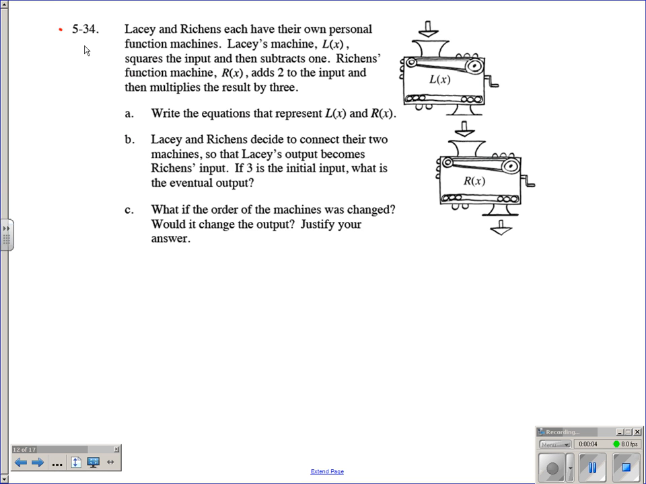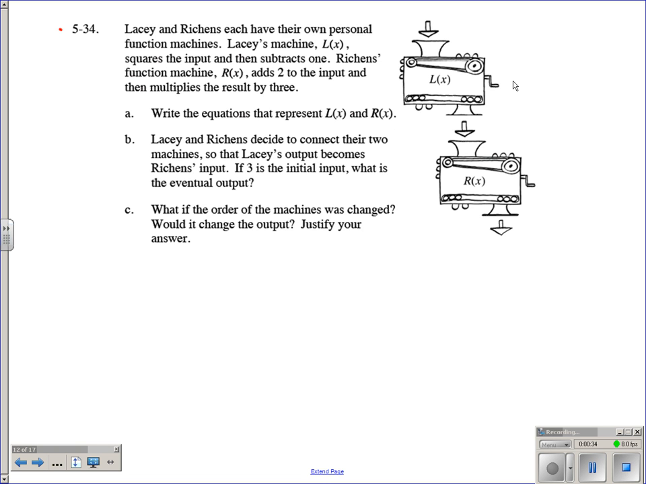Problem 5-34. Lacey and Richens each have their own personal function machines. Lacey's machine, function L of x, squares the input and then subtracts 1. Richens' function machine, R of x, adds 2 to the input and then multiplies the result by 3. It says write equations that represent the function L of x and R of x.